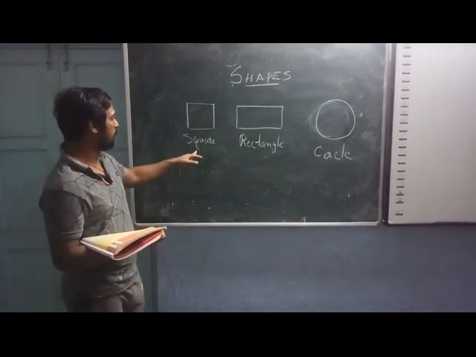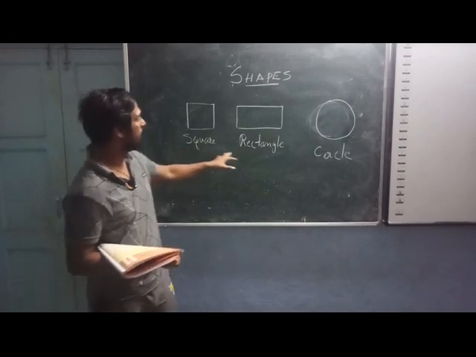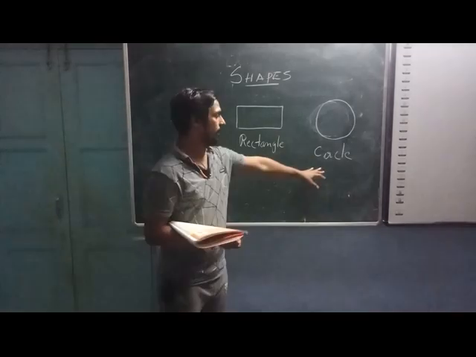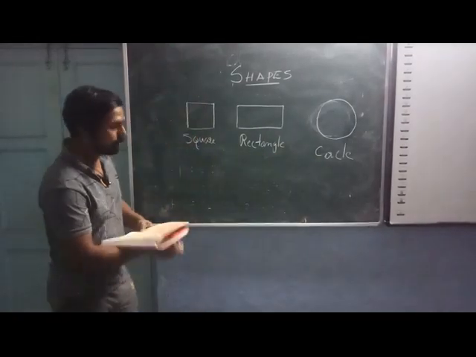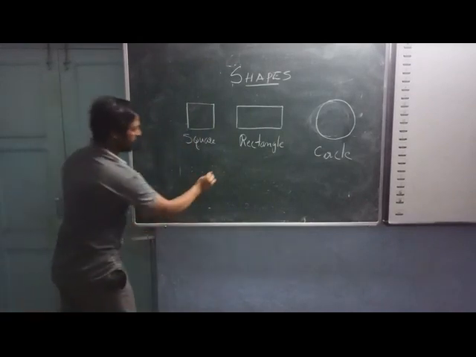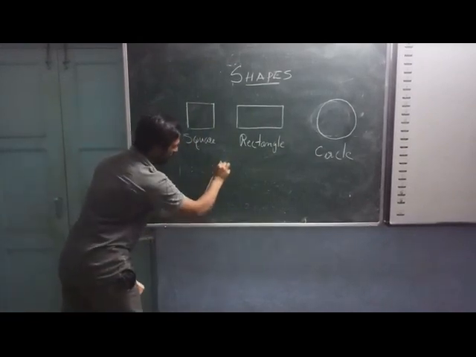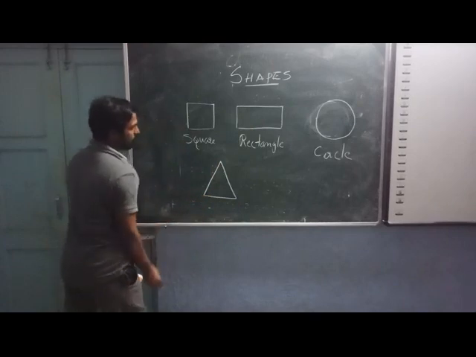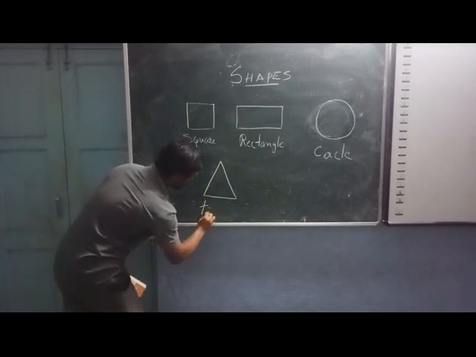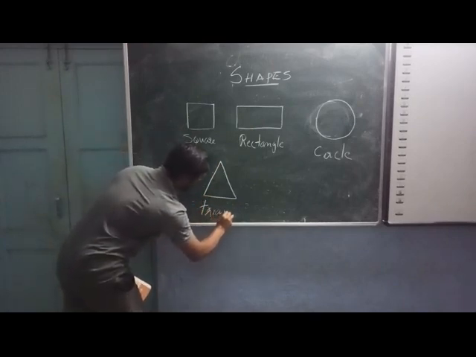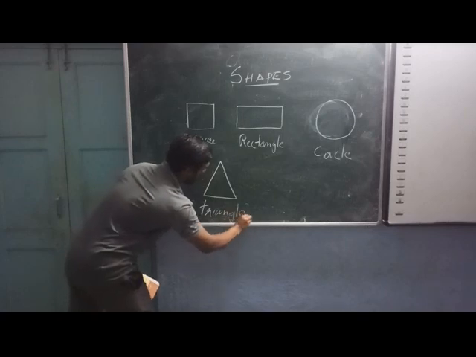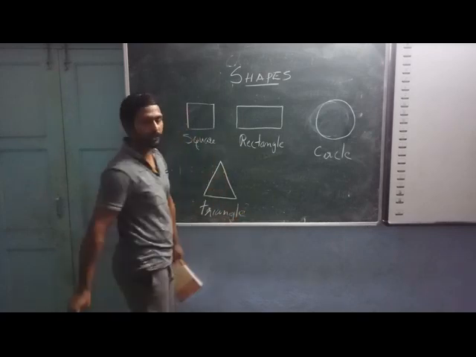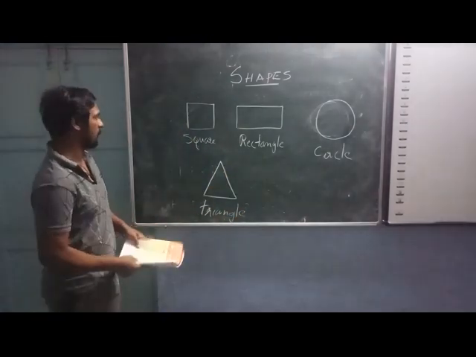You might remember the shapes square, then rectangle and circle, and finally one more shape you have learned, that is having three sides. So, this is called what? This is called triangle. You have learned these main four shapes in your previous class, okay.